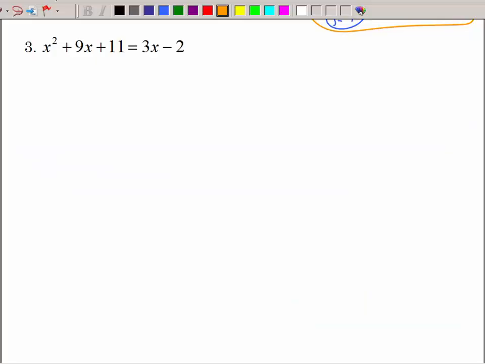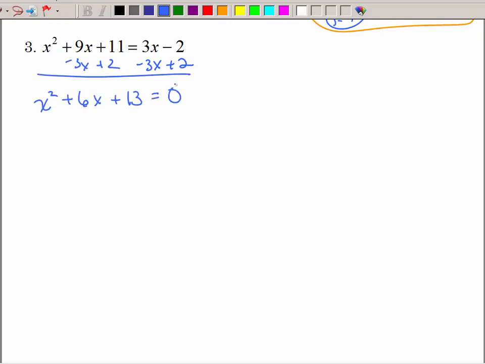Well, what's different about this problem? It's not equal to 0, so we need to put it in standard form first. So I need to subtract 3x and add 2. Well, that looks pretty easy.